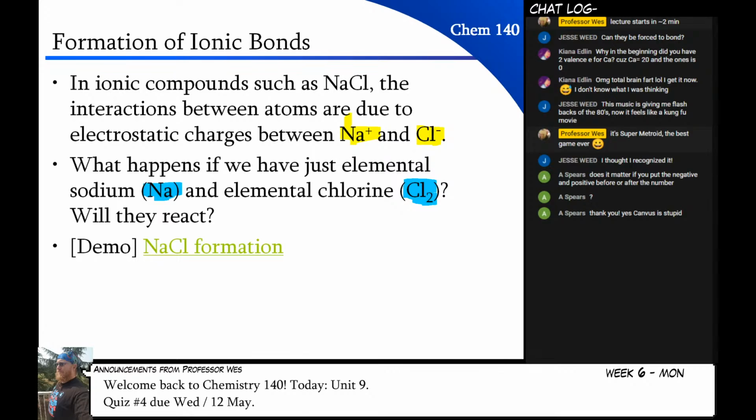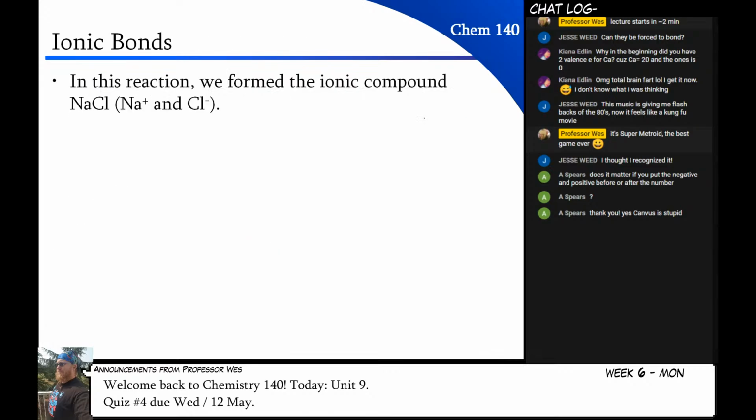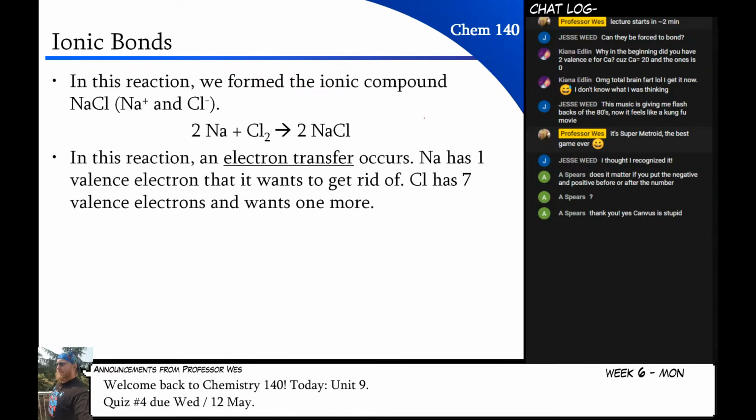So we saw this in action, but what specifically happened for us to get from sodium and chlorine to these things? And the answer is, well, we just shuffled electrons around. If sodium has 1 valence electron and chlorine has 7, and both of them want an octet, there's a really easy solution here.